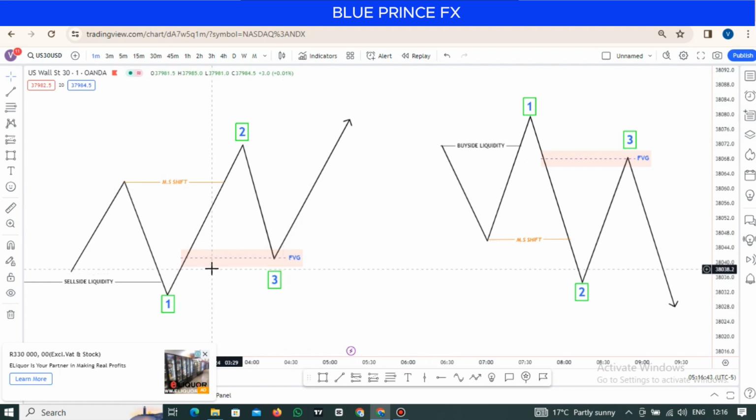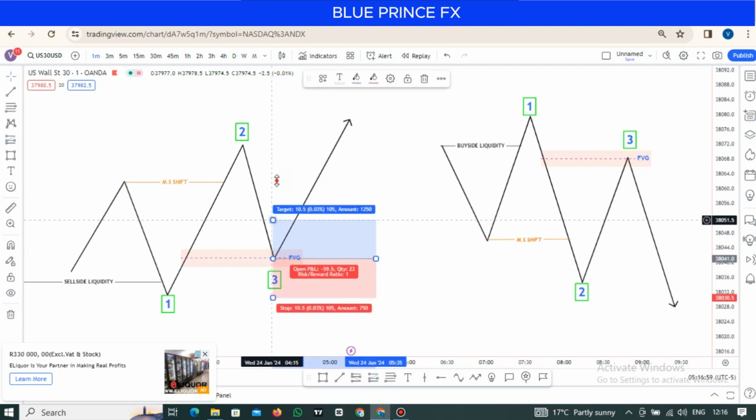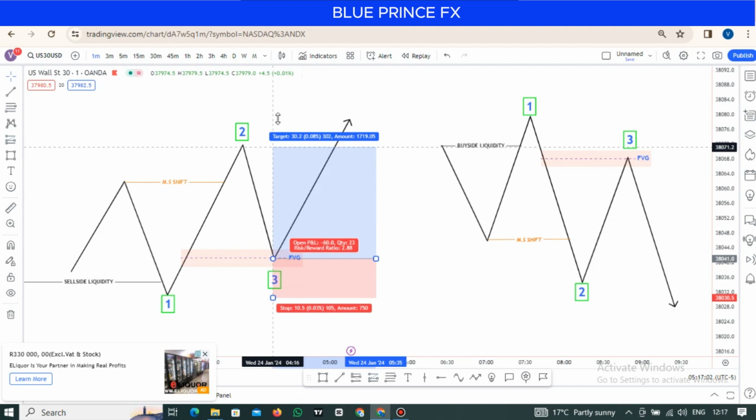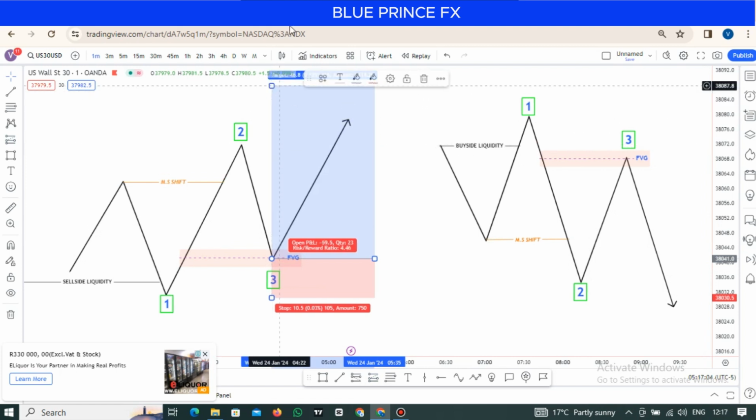After identifying this fair value gap that is in a discounted market, we simply wait for the market from here, from 2, to retrace and form number 3, and that's where you're going to take your buy position. When you take your buy position, your position is going to be something like this, and you're going to target this high, or you can target an old high where liquidity resides, right? So it's going to be something like this.